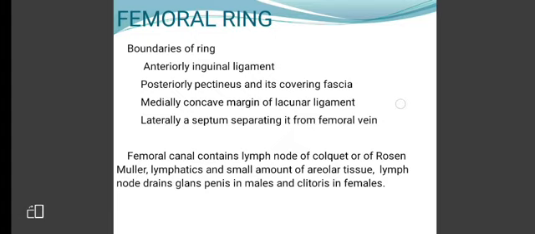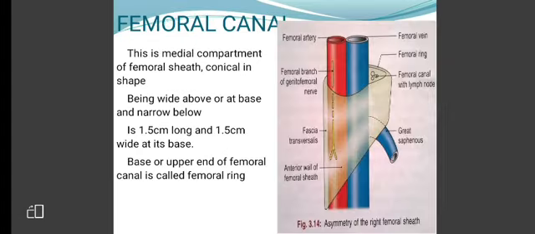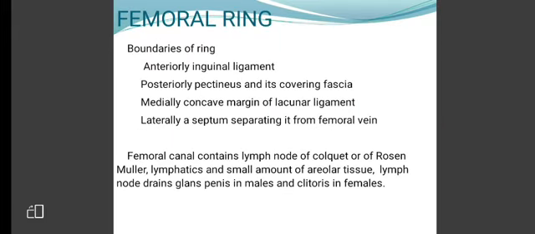Next, let's look at the femoral ring in detail. Base or upper end of the femoral canal is called femoral ring. Now the boundaries of femoral ring. Anteriorly, femoral ring is bounded by inguinal ligament. Posteriorly, pectineus and its covering fascia. Medially, it is bounded by concave margin of lacunar ligament. Laterally, it is bounded by the septum separating it from femoral vein.